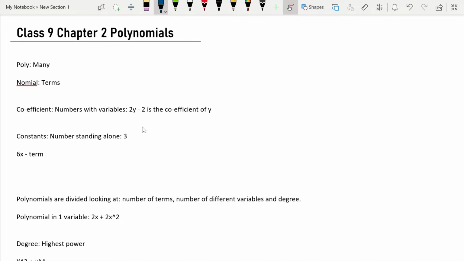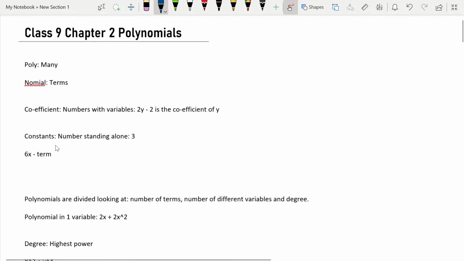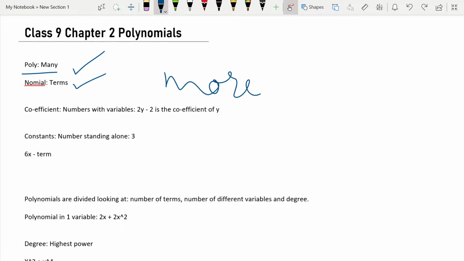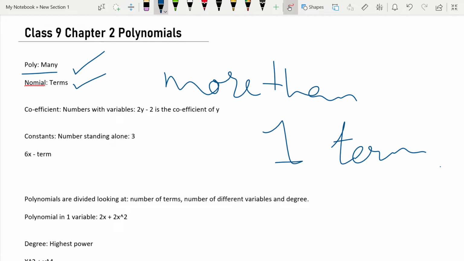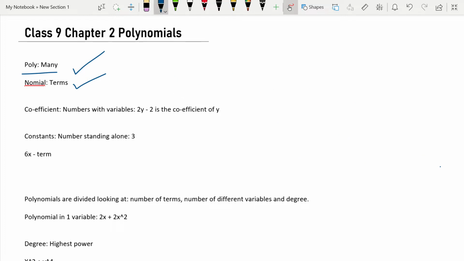So let's begin. What does polynomial really mean? Poly means many, okay? And nomial means terms, meaning many terms. More than one term is a polynomial. It can be 2 terms, 3 terms, 4 terms, 5 terms, infinity terms. I don't think you will get any questions with infinity terms, but that's still there for you. So let's rub this out and move on.